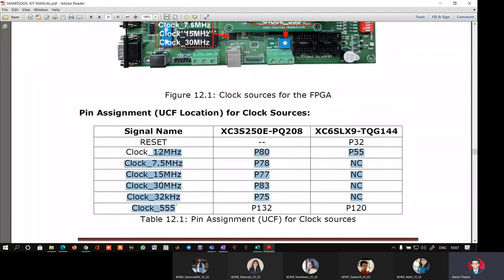And all these 6 clock sources are connected to pin number 80, 78, 77, 83, 75 and pin number 132. So depending upon which clock frequency I want to apply as a clock to my system, I can map my CLK signal to that particular pin. So now if I have decided that I am going to use my 12 megahertz clock source, that means in the user constraints file, I have to map the signal CLK to pin number 80. So in essence, if I decide I want to apply 12 megahertz clock to my system, in the UCF file, I have to map or lock the CLK signal to pin 80.